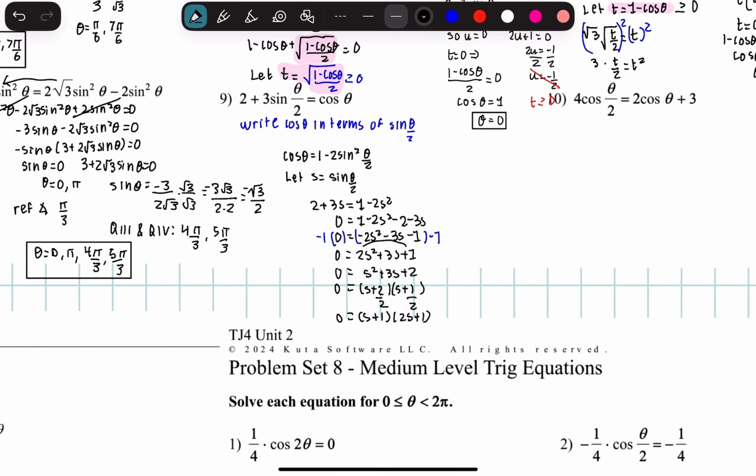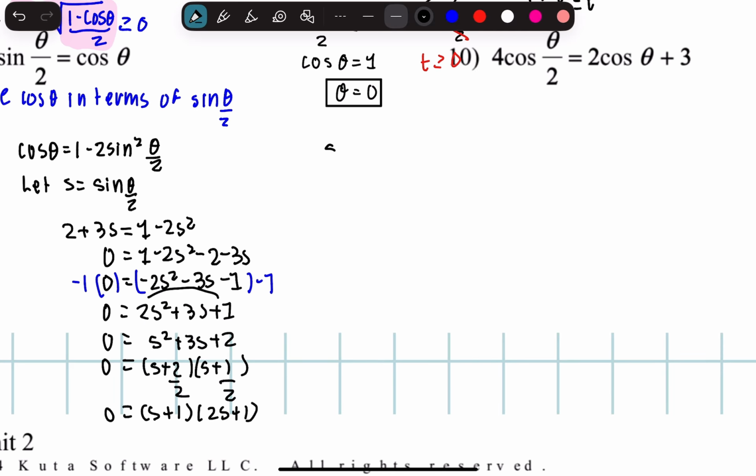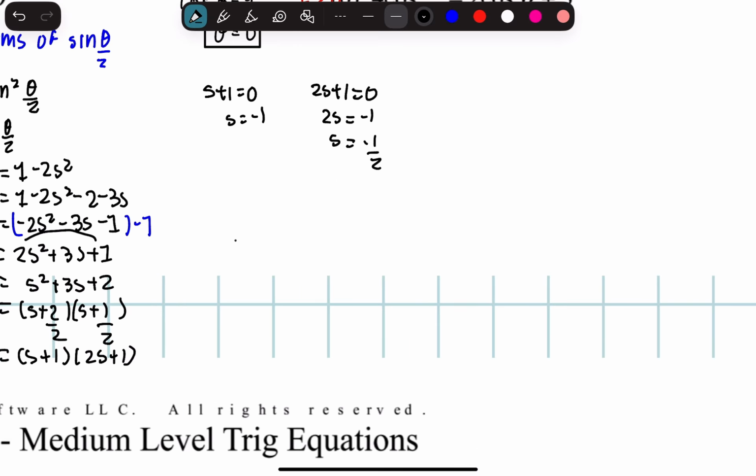Now after this, you're going to have s plus 1 is equal to 0, so s is going to equal negative 1. Or you're going to have 2s plus 1 is equal to 0. Now you're going to have negative 1 is equal to 2s, and then s is going to equal negative 1/2. So now we want to ask, but we're on the interval.